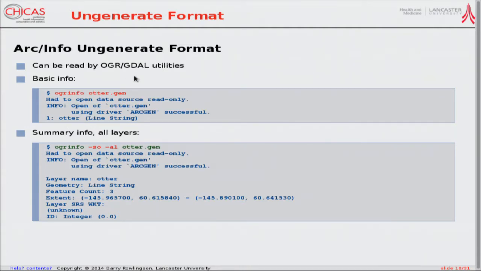The way that the rgdal package works is by linking in the GDAL and OGR code that's written in C and C++. And there are Unix command line commands that also link into those C and C++ utilities for getting information out. So I can run ogrinfo on otter.gen, and you can do this on shapefiles, GML files, any spatial data. You just run ogrinfo, and if it understands it, it will spit out the basic information of what layers are in the data. With a bit more persuasion, it will tell you how many features are in there, what the bounding box is, whether there's a coordinate system on it or not.